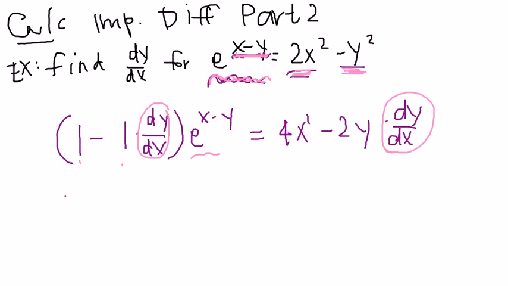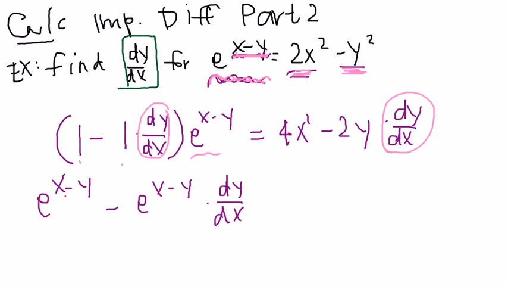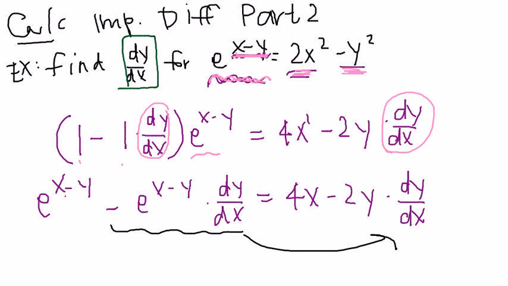Okay, now because I need to find dy over dx, it just becomes an algebra problem where I need to isolate dy over dx on the same side. So first thing is I'm going to expand the left side. So if I distribute the e to the x minus y, we get this on the left side. And on the right, it's still the same. But now I need to get all the dy over dx's on the same side. So I'm going to add this onto this side and then subtract this onto the other side.